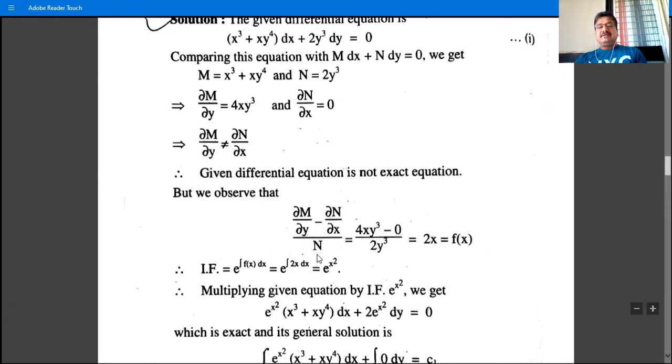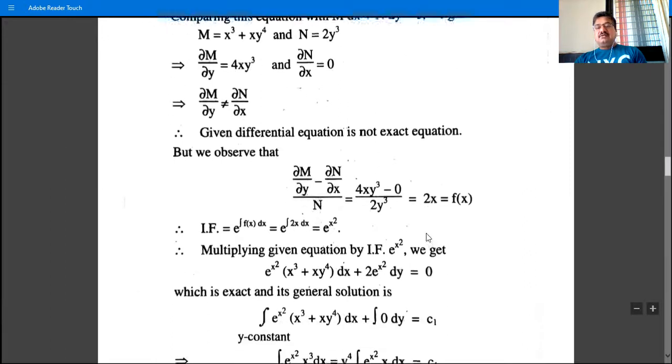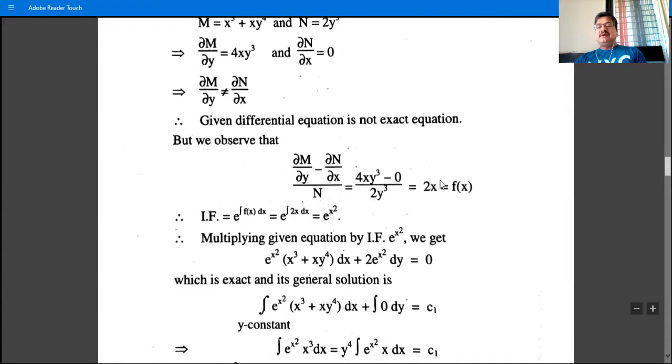∂N/∂x divided by N. ∂M/∂y is 4xy cube, minus 0, divided by this N, which is 2y cube. And so we have the answer 2x, which is a function of x alone. And so by using the rule, the integrating factor is e raised to integration f(x) dx. That is e raised to integration 2x dx.